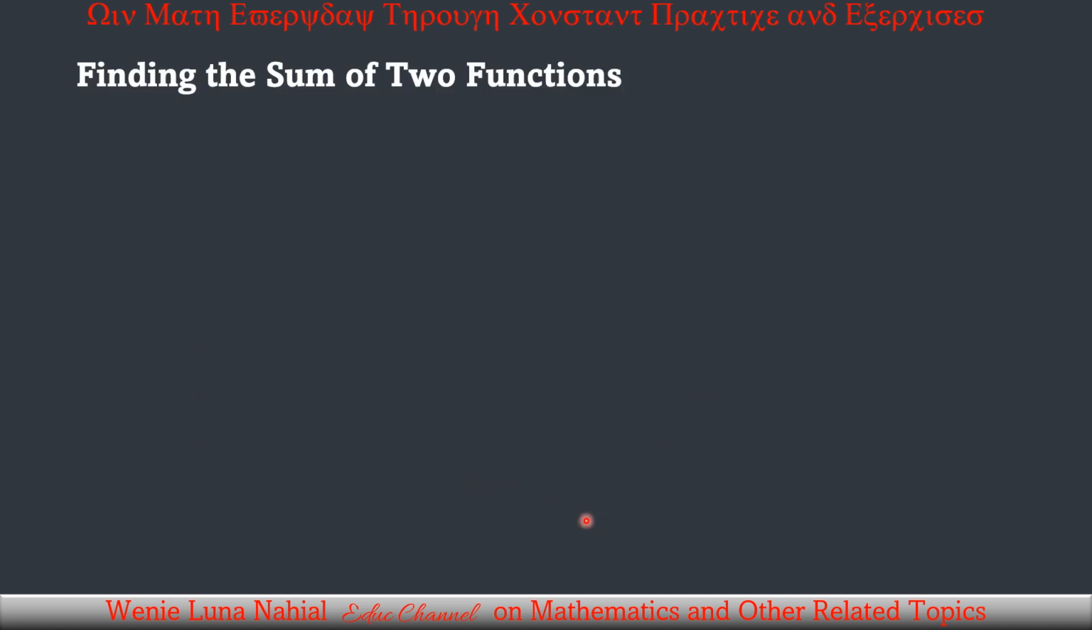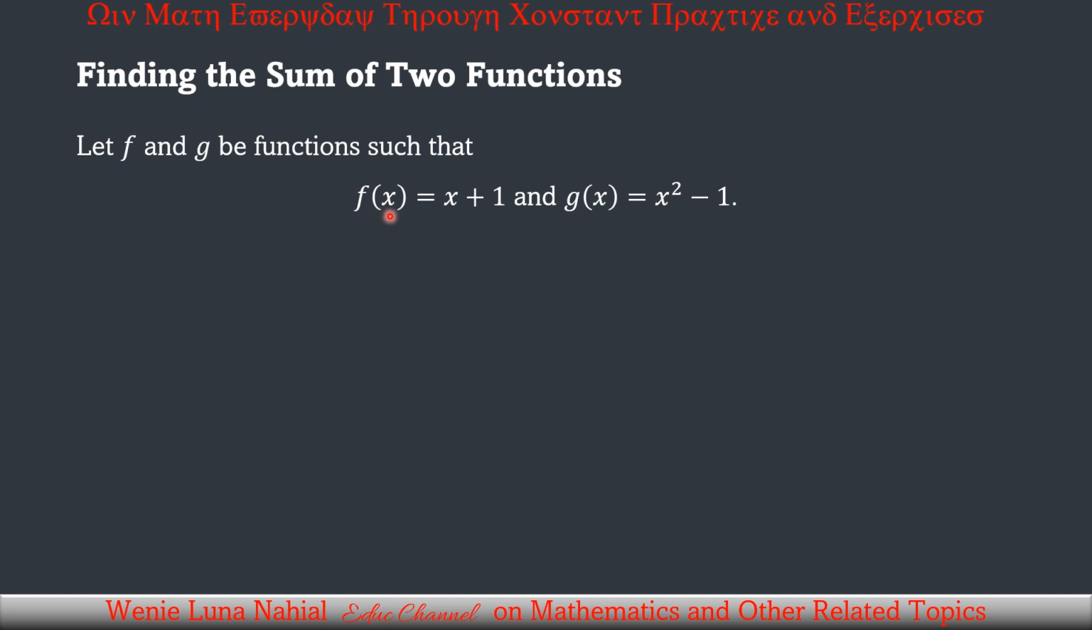Now, let's have an illustration about finding the sum of two functions. Here we define two functions, f and g, where f of x is equal to x plus 1, and g of x is equal to x squared minus 1. So we have to get the sum, f plus g of x, and g plus f of x. We intentionally have this because there's something that I'd like you to see. So, solution.